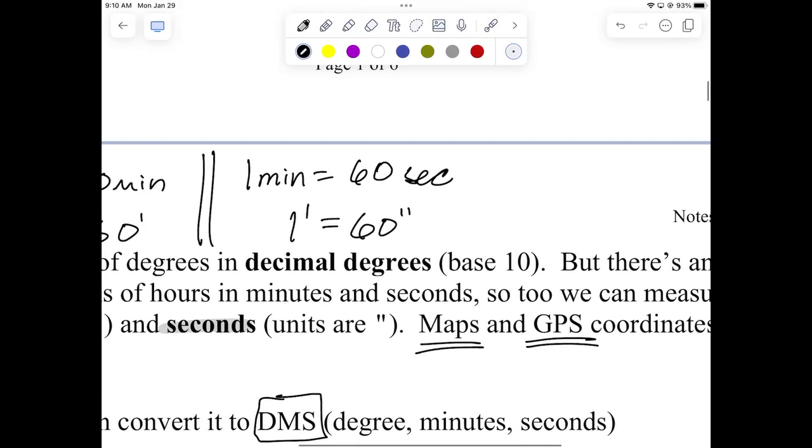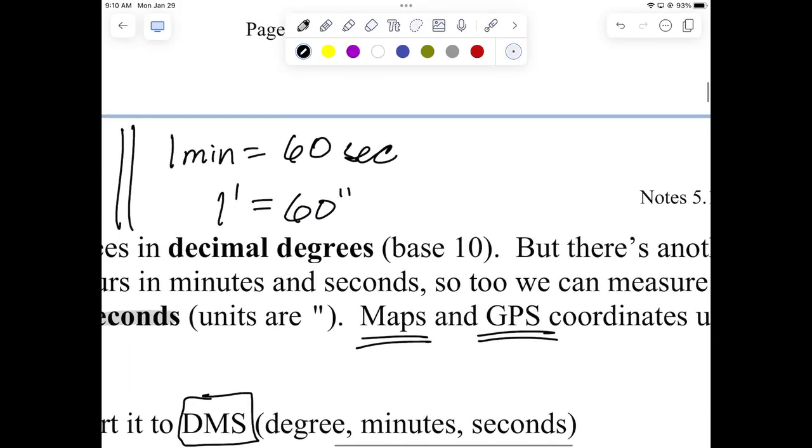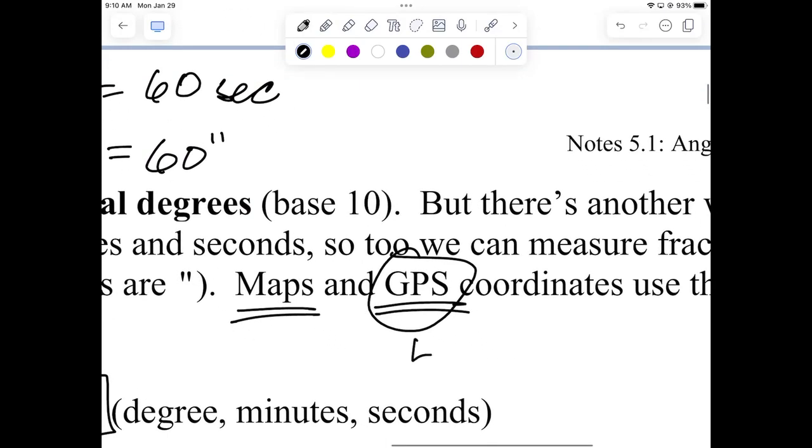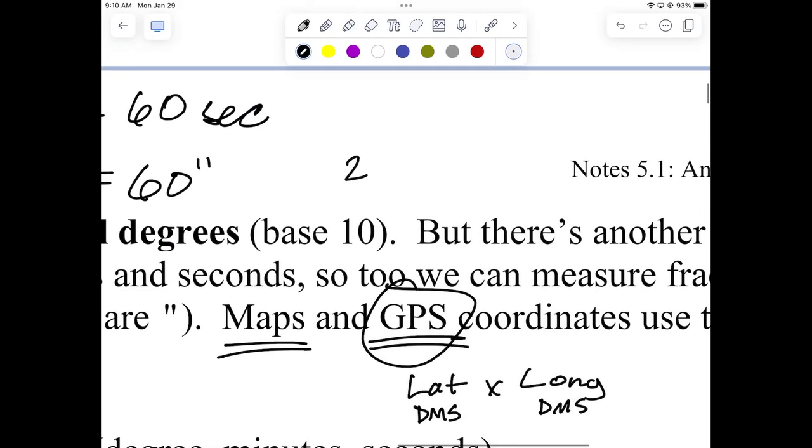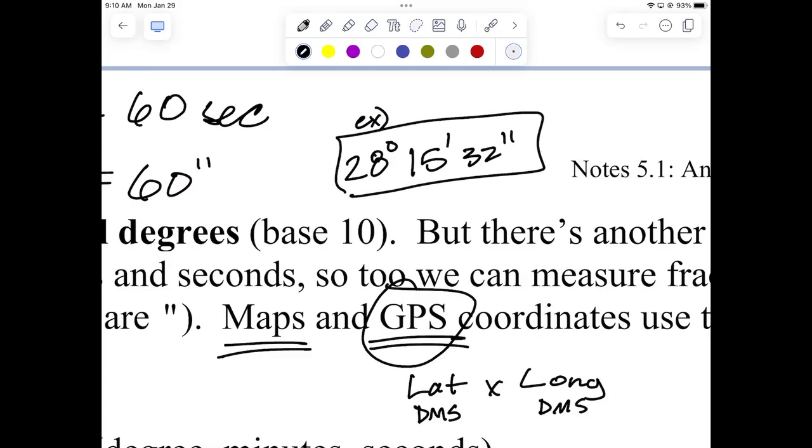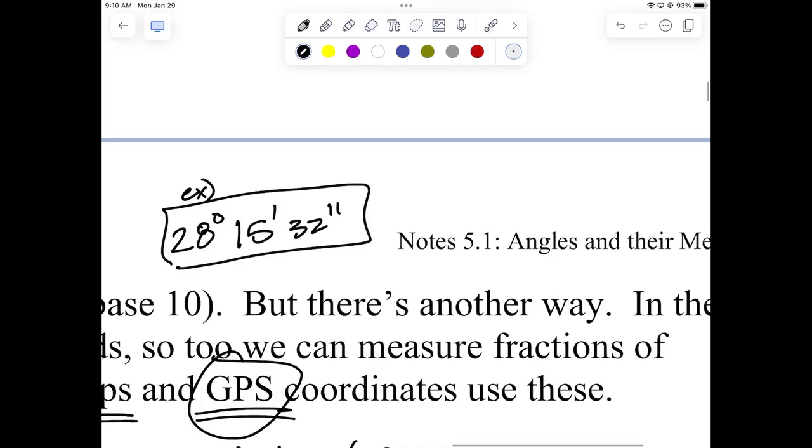Have you ever looked up the GPS coordinates or something? GPS coordinates are latitude by longitude. And guess how they measure latitude? In degrees, minutes, seconds. And guess how they measure longitude? In degrees, minutes, seconds. You may see something like, here's an example: 28 degrees, 15 minutes, 32 seconds. You ever seen something written like that? Those are the latitudinal coordinates of something on Earth. So what would 28, 15, 32 mean?